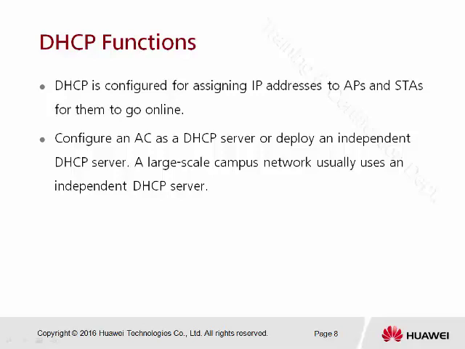Configure an AC as a DHCP server or deploy an independent DHCP server. The DHCP server can always be configured in the AC itself, or we can use other equipment like the router, firewall, core switch, or some of the access switches to become your DHCP server. The way to enable that is very simple. The large-scale campus network usually uses an independent DHCP server.